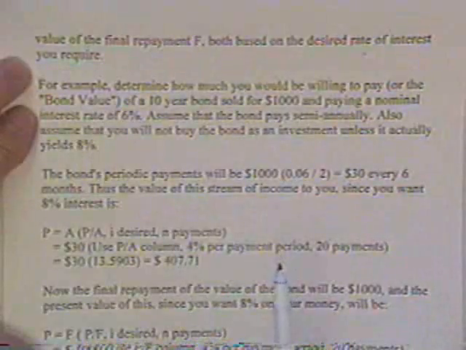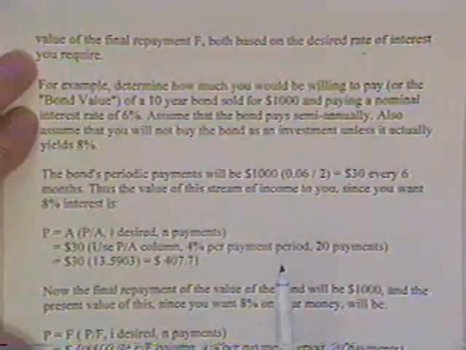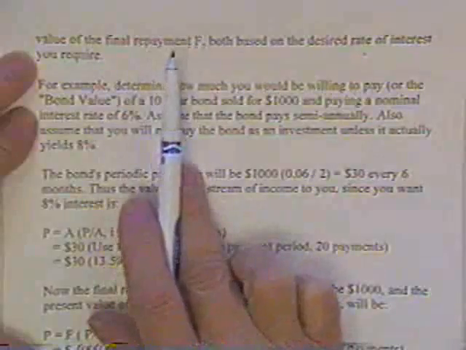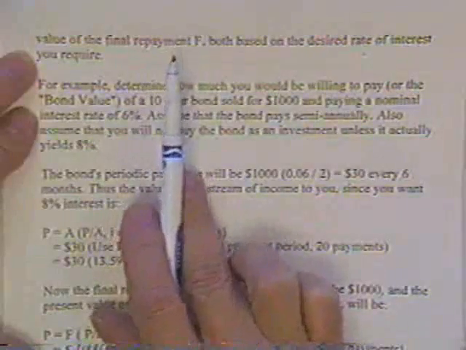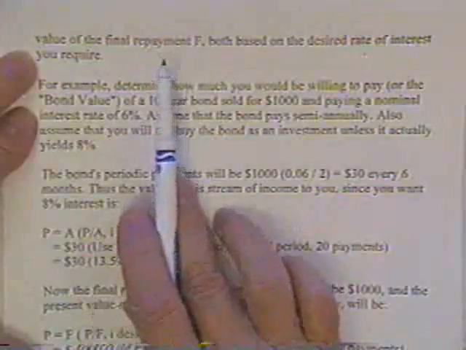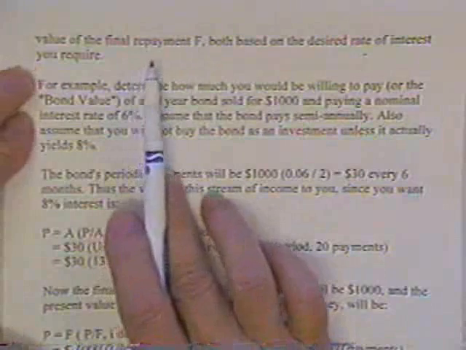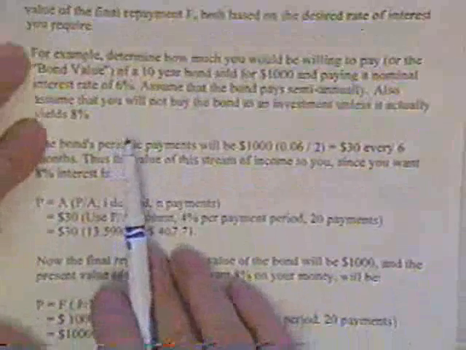For instance, if I can make 20% interest somewhere else, and this bond pays 5% interest, then the value of the bond to me would be less. The value of the bond depends on the rate of interest that I will require before I'll even purchase it.